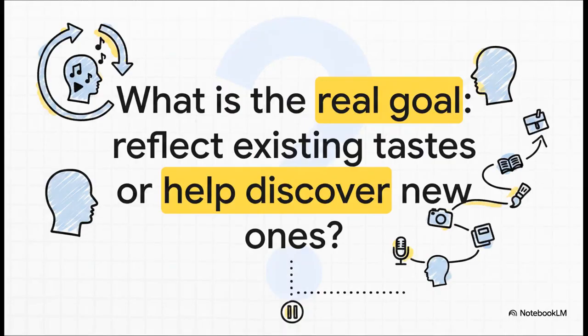And that really brings us back to the big question, doesn't it? What is the real goal of a recommendation system? Is it just to give you more of what you want? To be a perfect mirror of your existing tastes? Or should it be a window, helping you discover that next favorite song or movie you didn't even know existed? The truth is probably somewhere in the middle, and it's definitely something to think about the next time you let the algorithm decide for you.